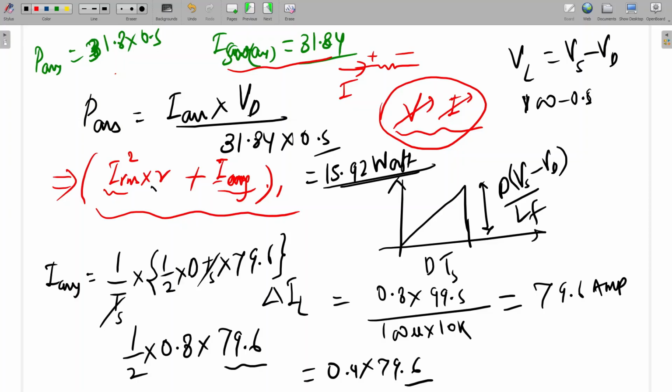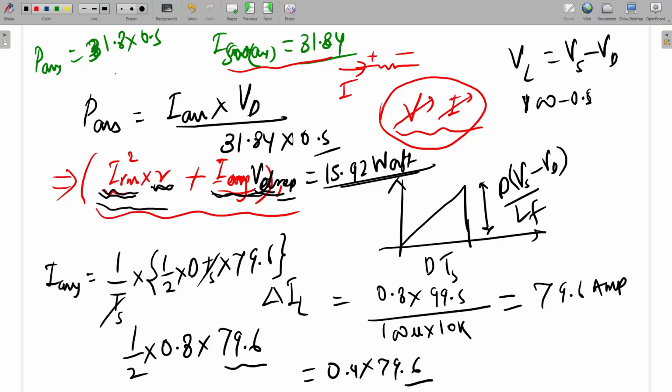When resistance is given, remember this point, GATE repeatedly asks this kind of concept. If resistance is given, we take the RMS value, IRMS square into the resistance of the switch. If a device drop is given, the loss through the switch is I average into VD. If both are given, you sum these two: IRMS square into R plus I average into V drop. Is it clear?